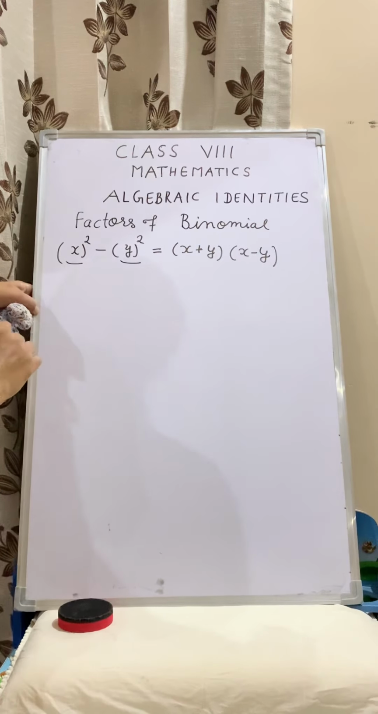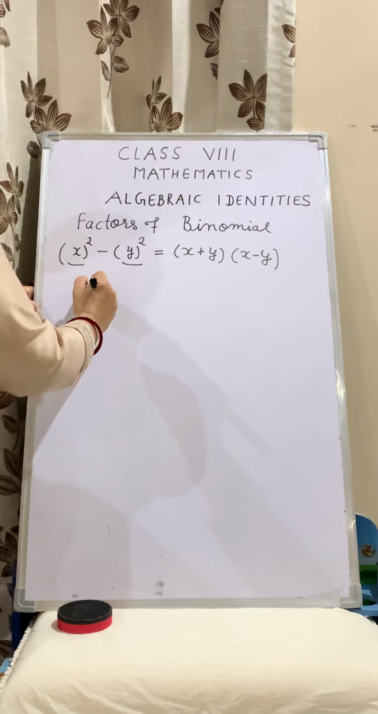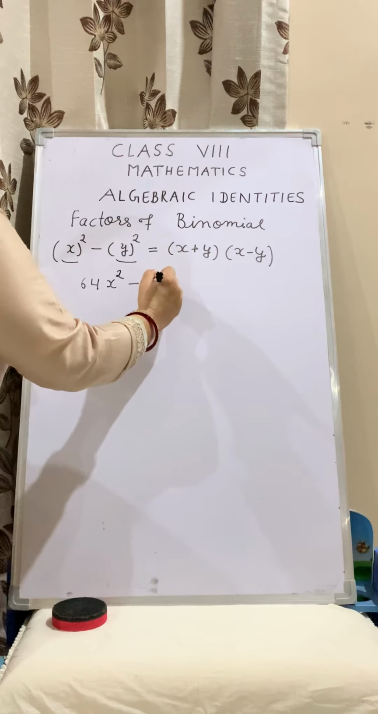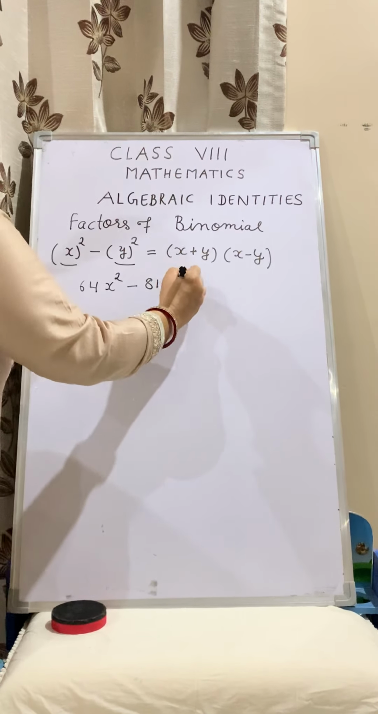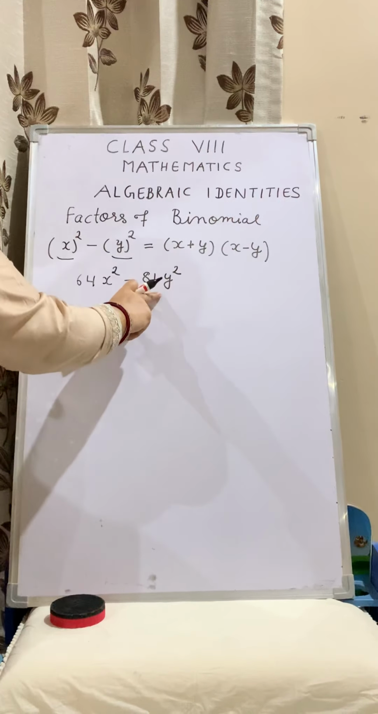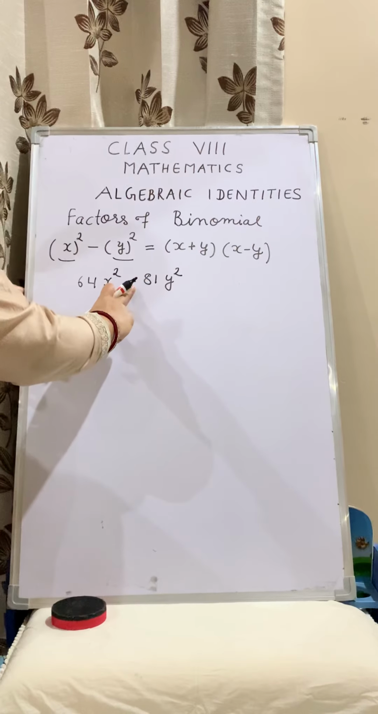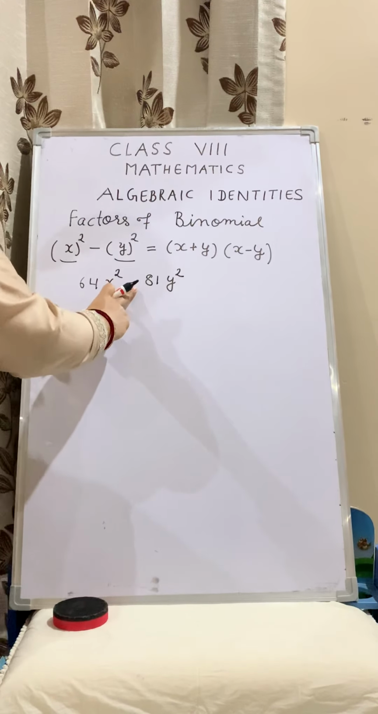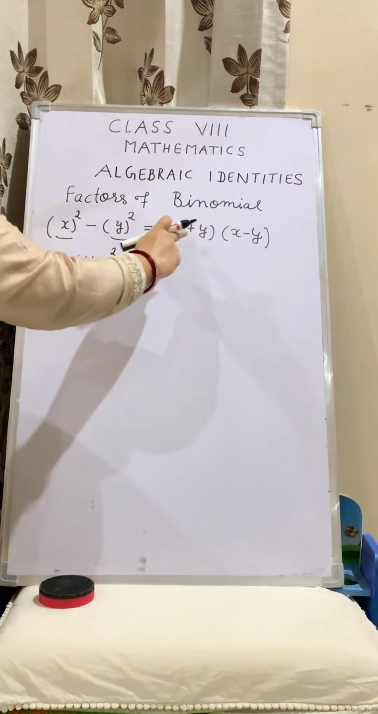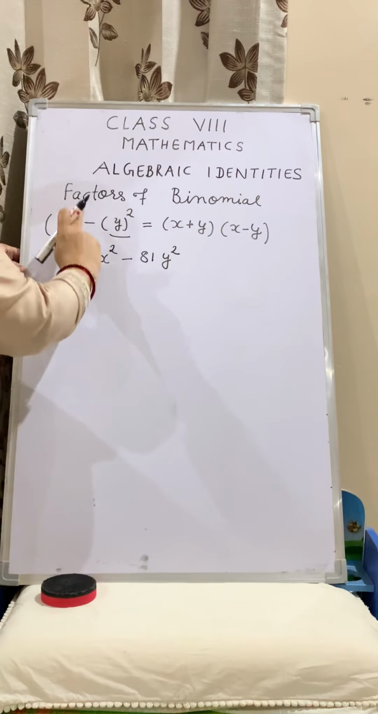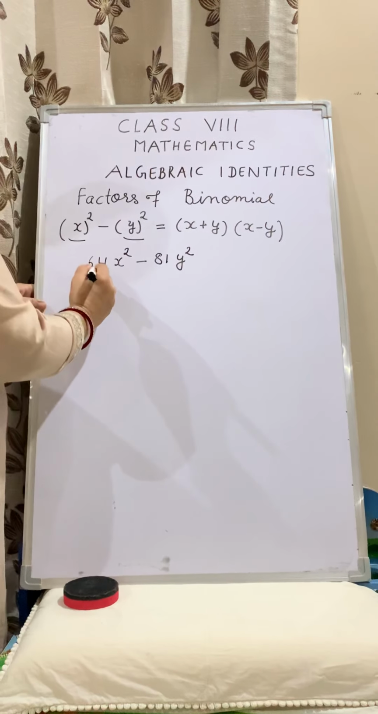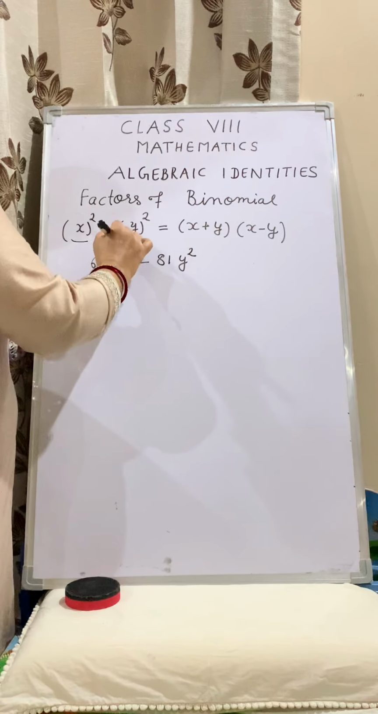Now example, how to make factors of 64x square minus 81y square. First of all, you have to look, these are two terms and the sign between the two terms is negative. Then you will use this algebraic identity and you will make the factors of x whole square minus y whole square. Now first write these two terms in the form of this.